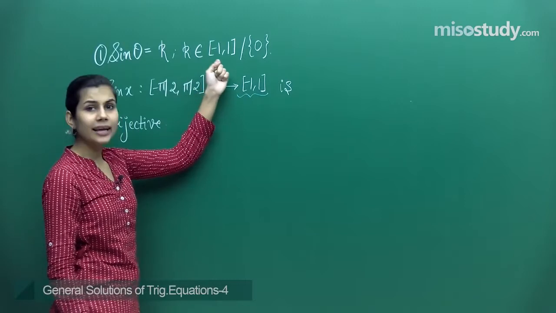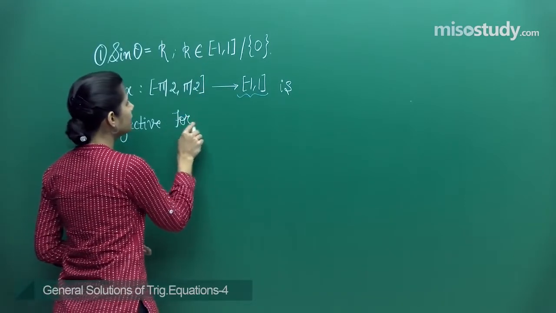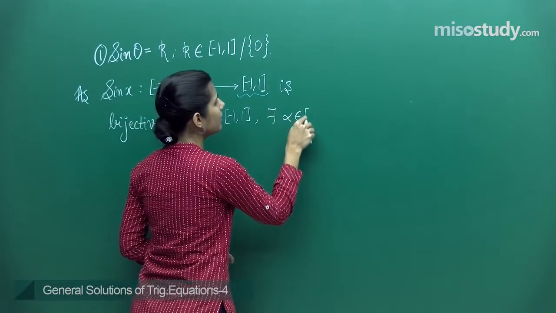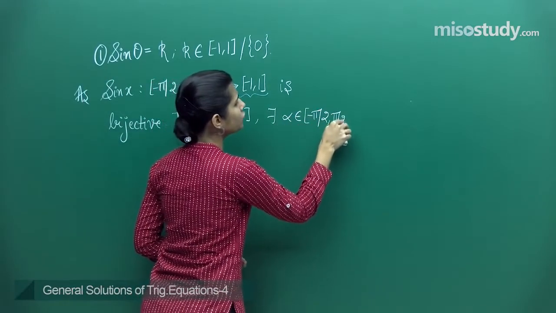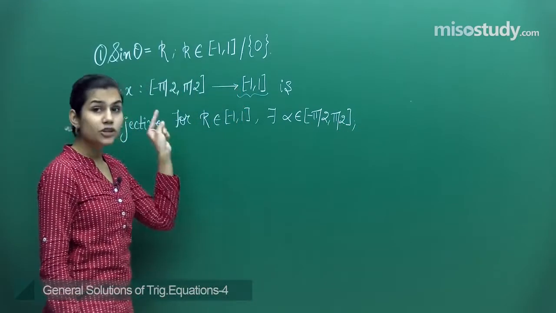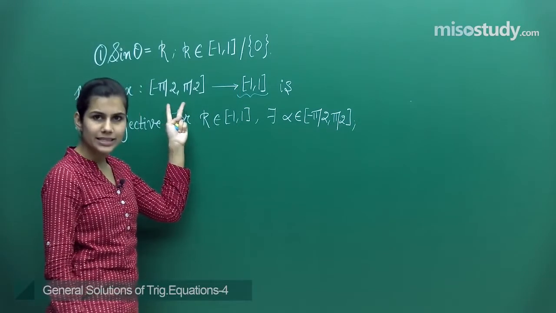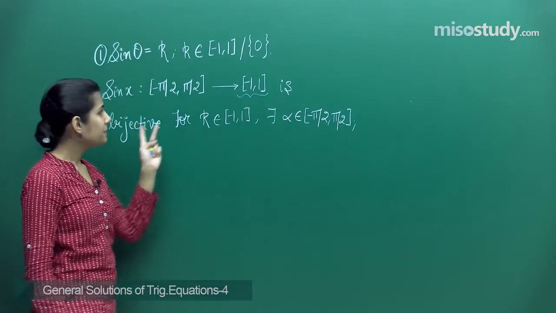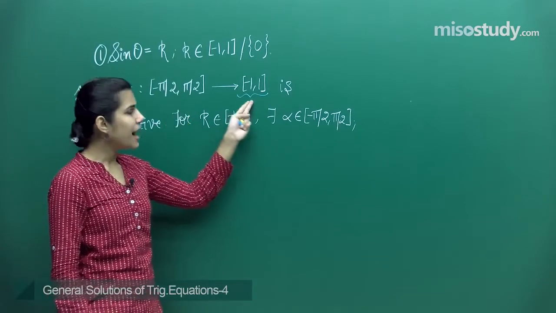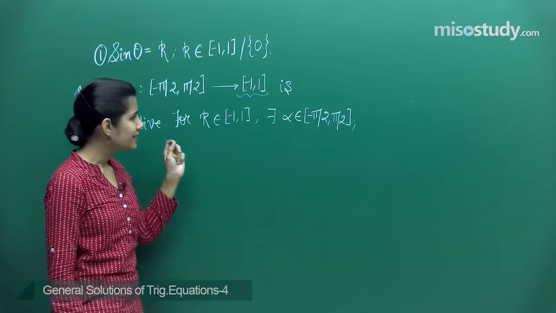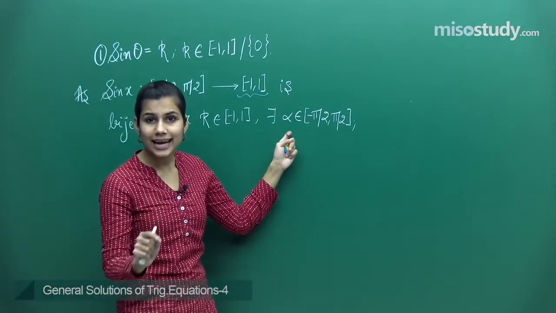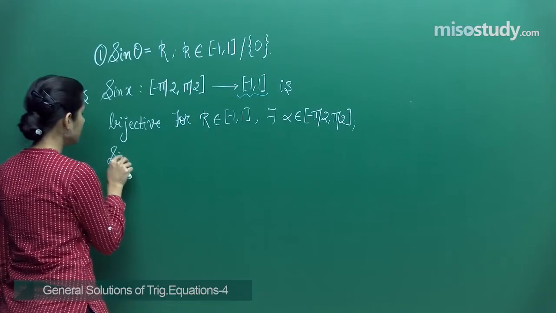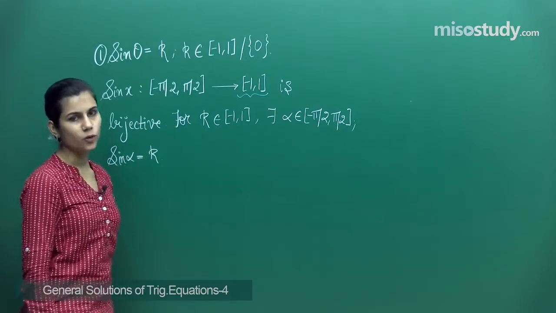So for k belonging to minus 1, 1 closed interval, there exists alpha belonging to minus pi by 2, pi by 2 closed interval. In fact, it will be a unique such alpha because there cannot be two arguments in the domain which are getting mapped to the same member, because the function is bijective. That means there will be a unique alpha which is mapping to k. And so there exists exactly one alpha belonging to minus pi by 2, pi by 2 closed interval, such that sine of alpha equals k.